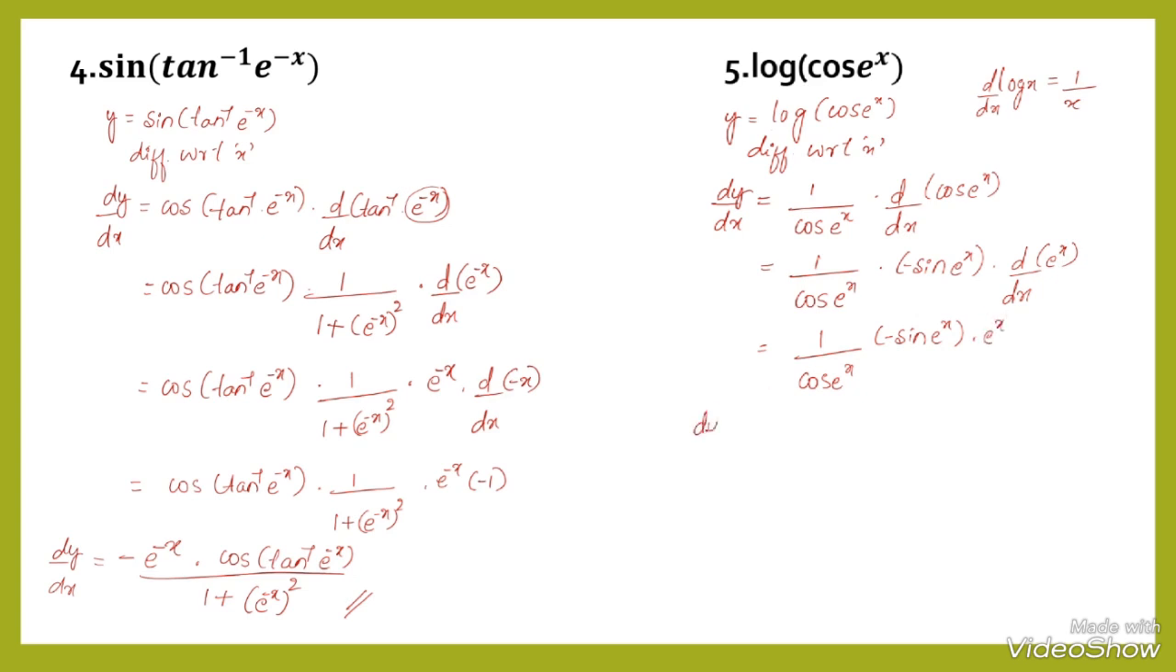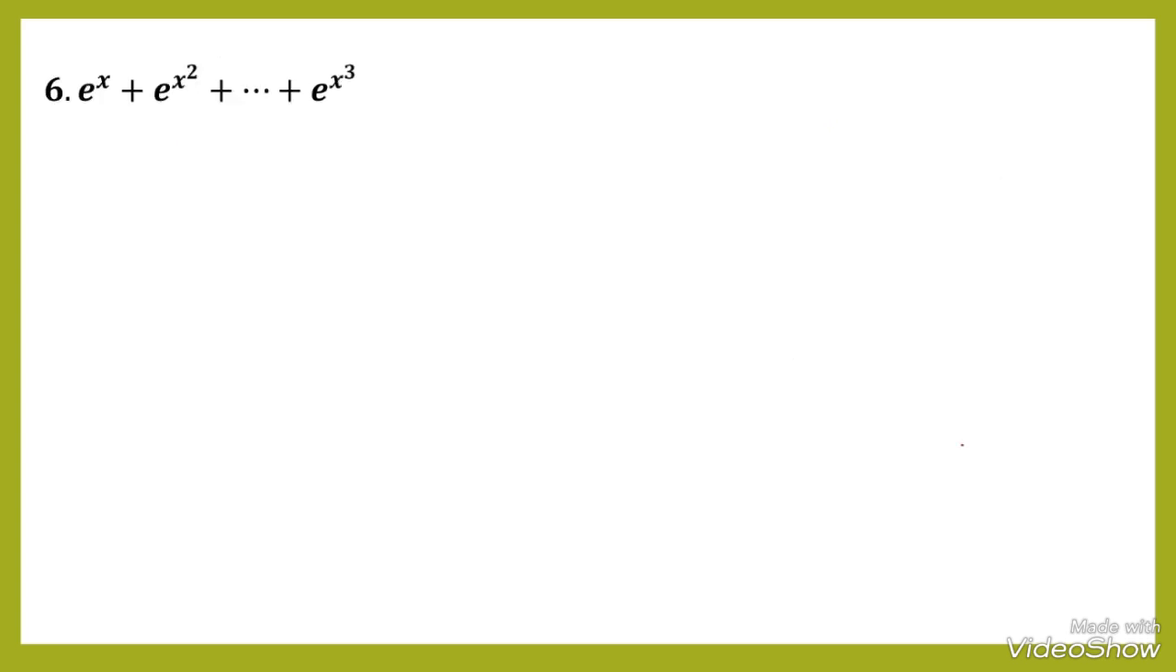Now dy by dx is minus sine of e to the power x into e to the power x divided by cos of e to the power x. This is the solution of the given problem. Let's move on to the next problem.